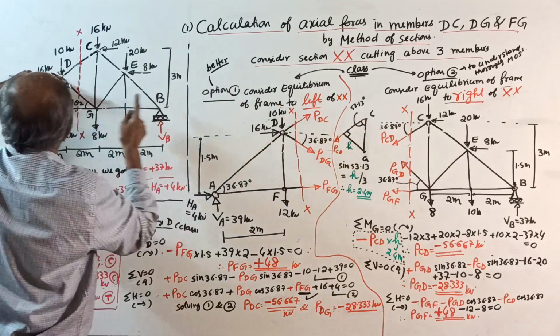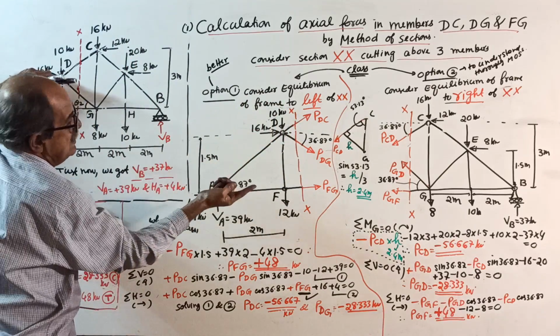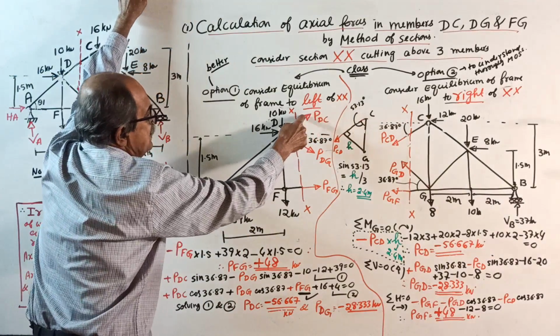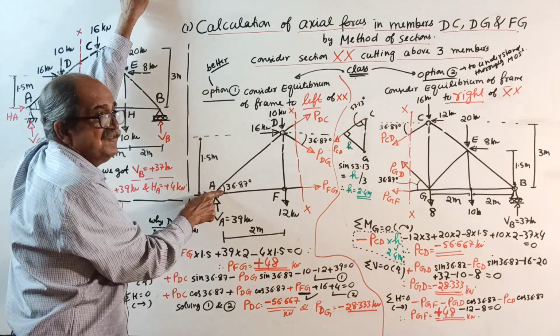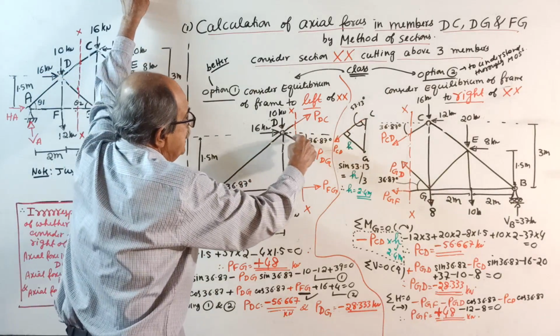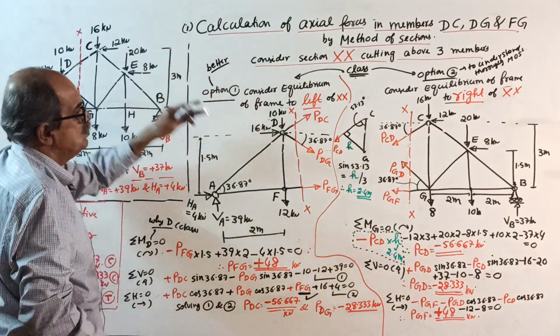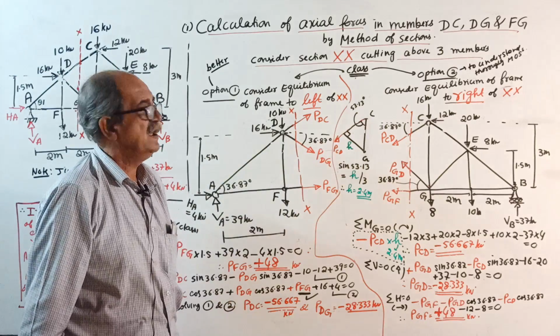PDC, PDG, PFG. For PDC, if I continue, the angle is 36.87. For PDG also, the angle theta is 36.87.